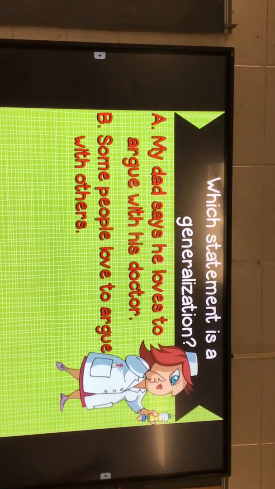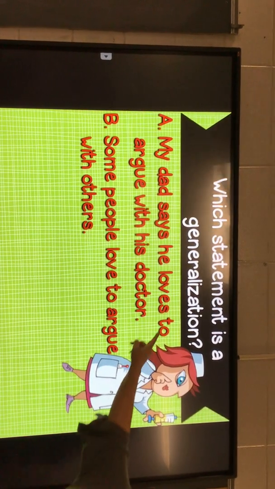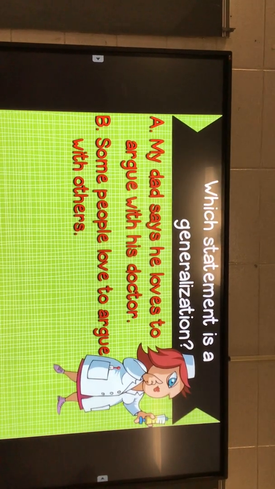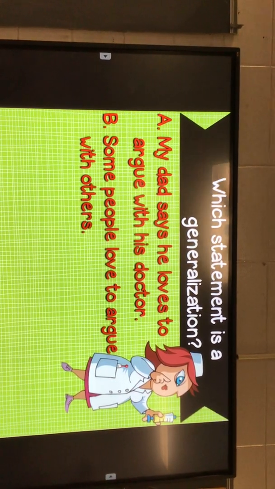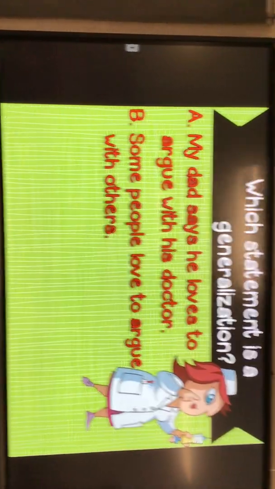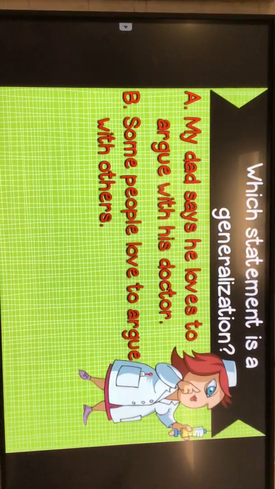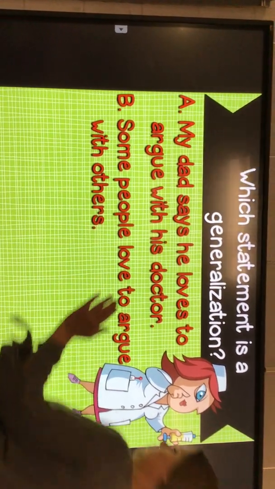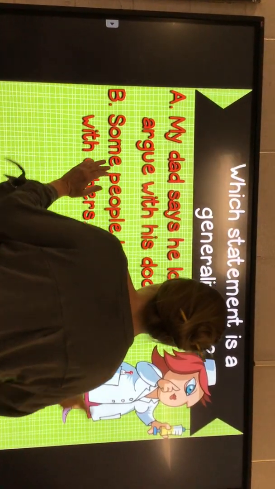Now, which statement, I wonder if it's not supposed to say something right here that didn't show up. My dad said he loves to argue with his doctor. Some people love to argue with their doctors. Okay, well, we don't even know what it's asking here. We don't know if this is, don't look.